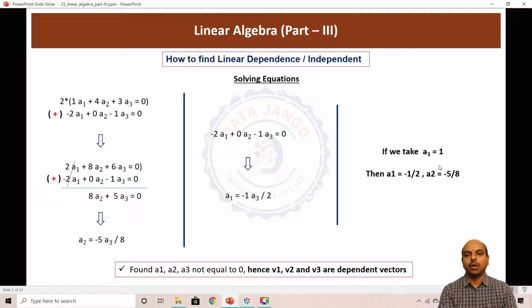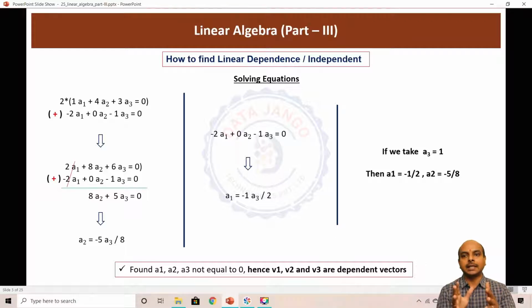That means when I have non-zero coefficients for the linear combination of these three vectors, they are becoming 0. That means you can multiply two equations with some numbers and subtract it from another equation and you get 0. So that means you can generate one vector based on another vector, or maybe using multiple vectors you can generate one vector. That means they are linearly dependent.